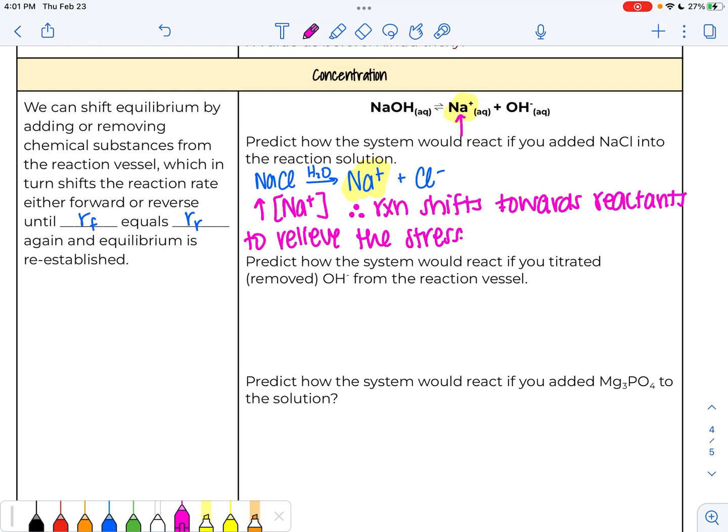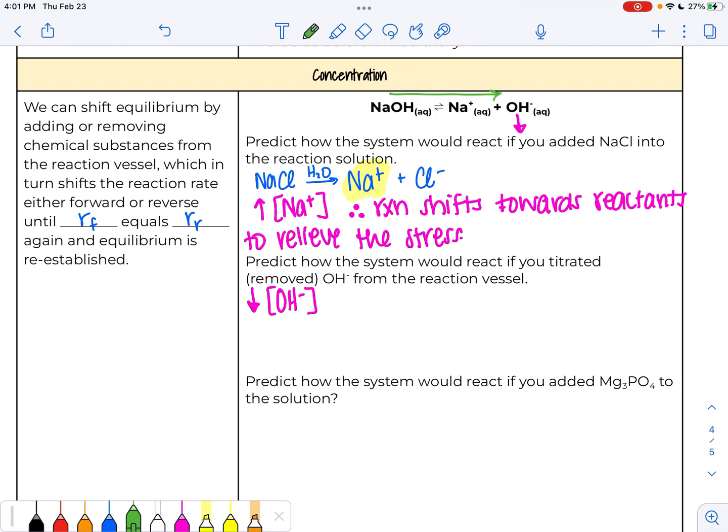All right, now let's think about what would happen if I titrated or removed some hydroxide from the reaction vessel. In this system, I'm going to take out OH from the reaction vessel, so I'm decreasing this thing right here. If I decrease the concentration of hydroxide, how's the reaction going to behave?